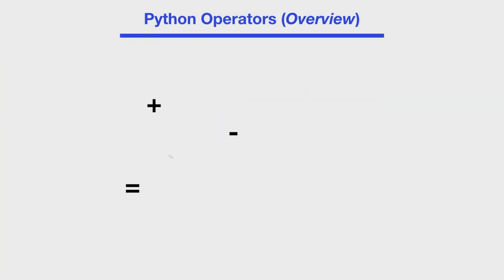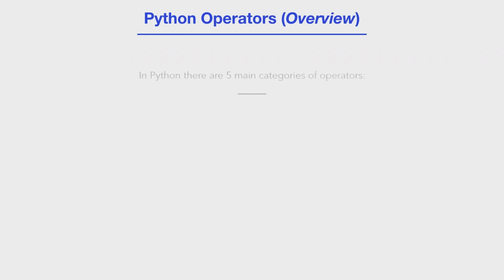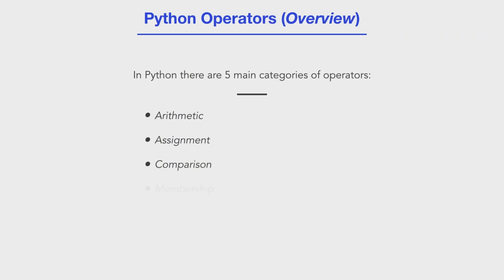Now, there is a variety of operators in Python, so let's take a look at them. In Python, there are 5 main categories of operators: arithmetic, assignment, comparison, membership, and logical operators. Of course, there are more such as the bitwise and identity operators, but for the simplicity of this course, I'm not going to include those. But those are the main and most important categories of operators in Python.